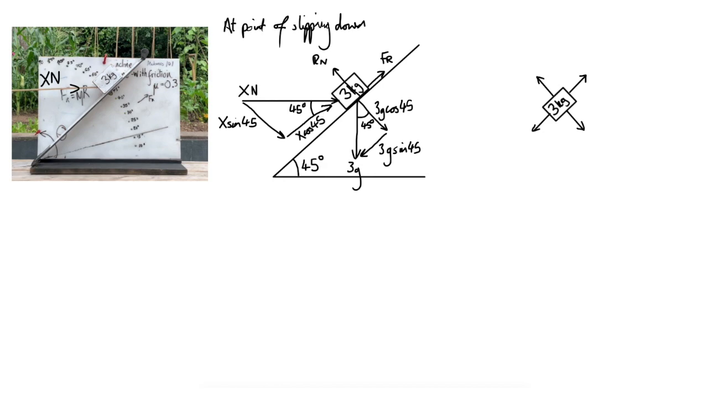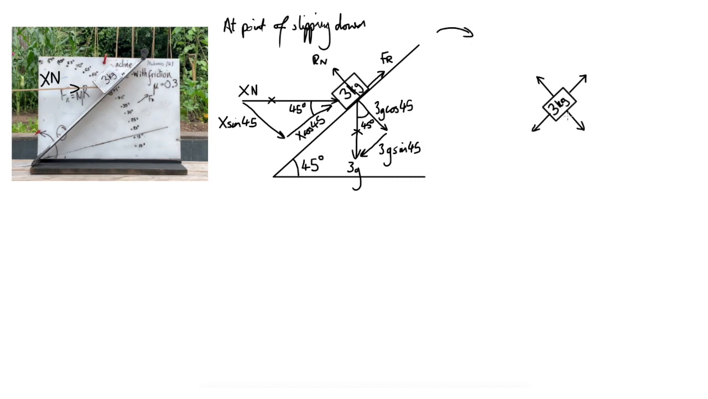So I've got a fully labelled up diagram, and I've got 1, 2, 3, 4, 5, 6 forces which are either perpendicular or parallel to the plane. This X newton force I don't need to worry about because I've got its components, and this 3g force I don't need to worry about because I've got its components.